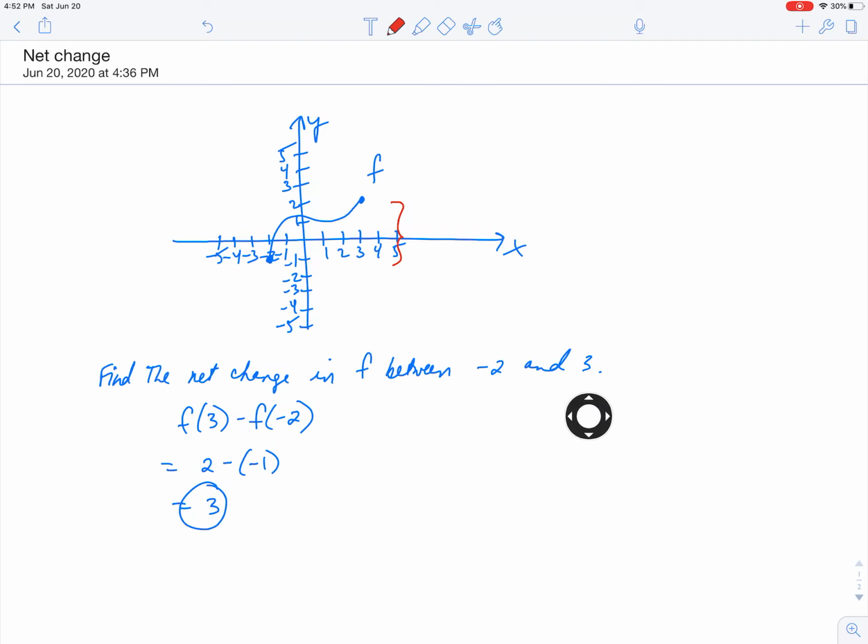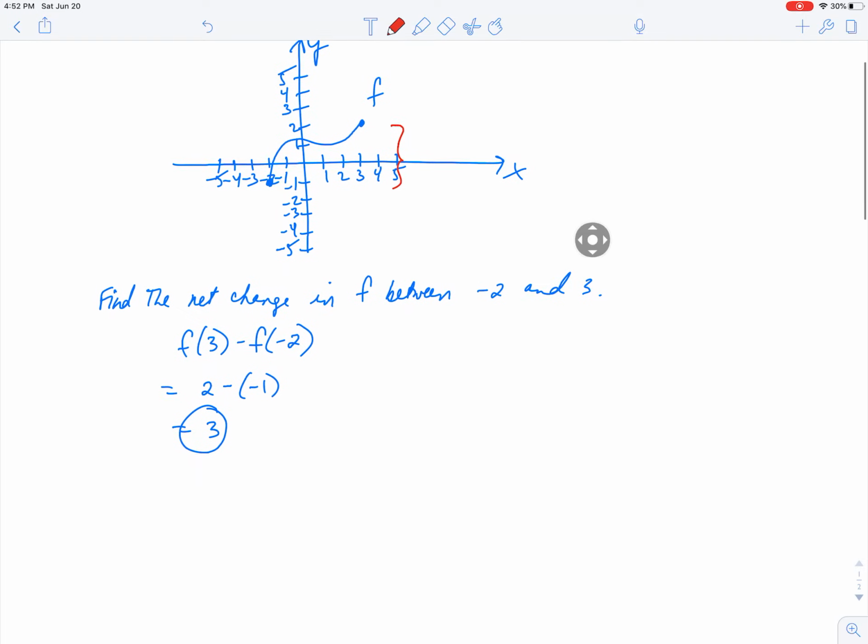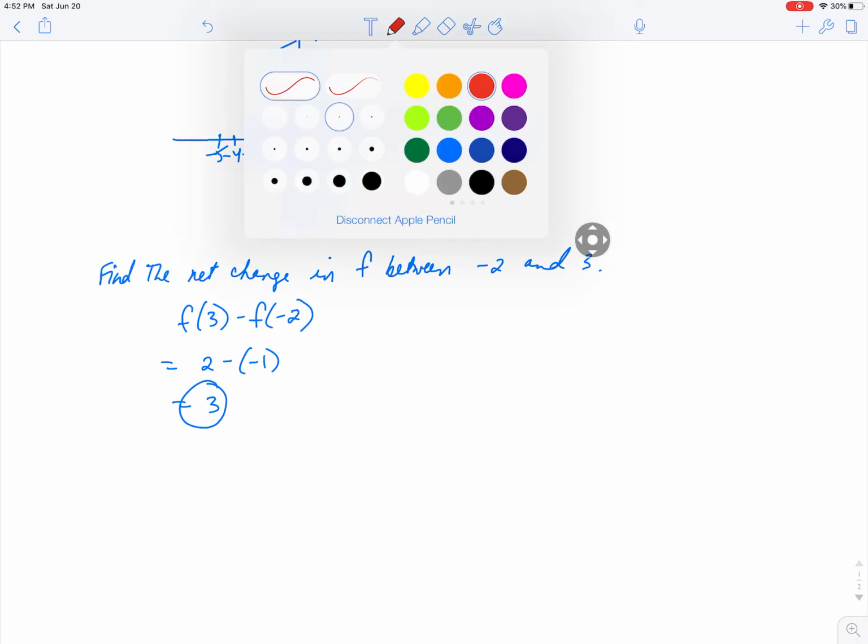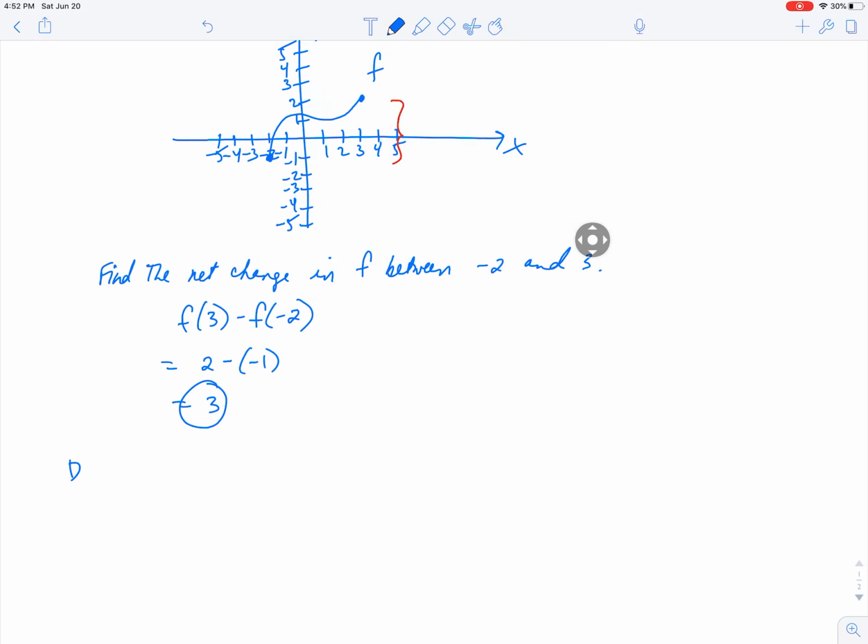It turns out you don't always need the graph of a function to calculate net change. You can also do it if you were given the equation of the function. So before we do that, let me go ahead and define what net change is. Change back to blue. So this is the definition of net change.